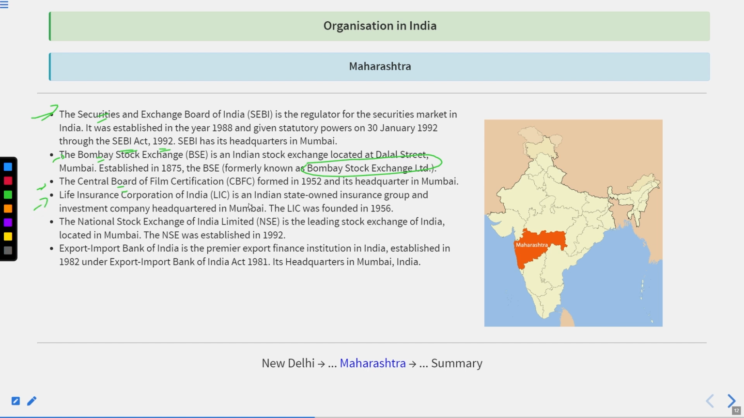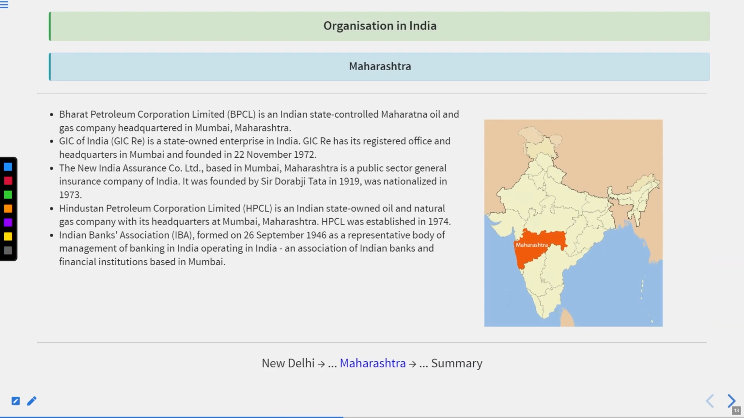Life Insurance Corporation, an Indian state-owned insurance group and investment company, is headquartered in Mumbai and was founded in 1956. National Stock Exchange or NSE, the leading stock exchange of the country, is located in Mumbai. NSE was founded in 1992. Import-Export Bank, also known as Exim, under the Exim Act 1981, has its headquarters in Mumbai. Bharat Petroleum Corporation Limited, BPCL, an Indian state-controlled oil and gas company, is headquartered in Mumbai.